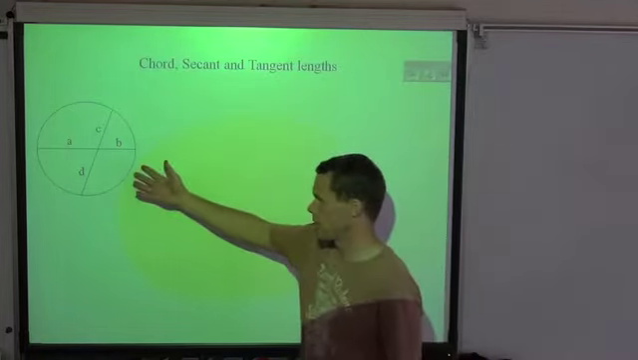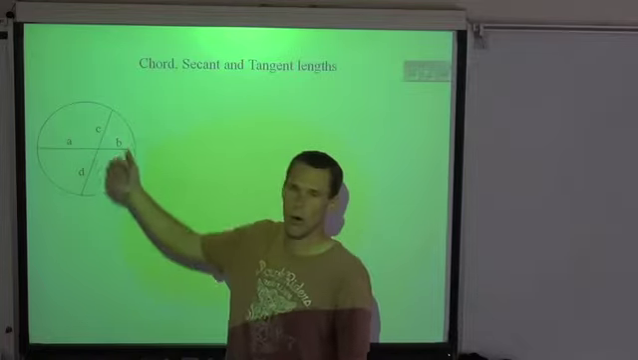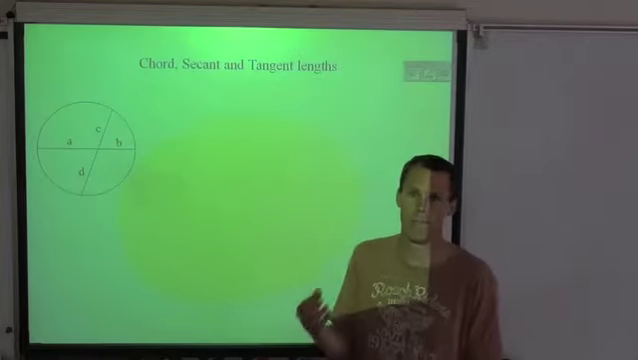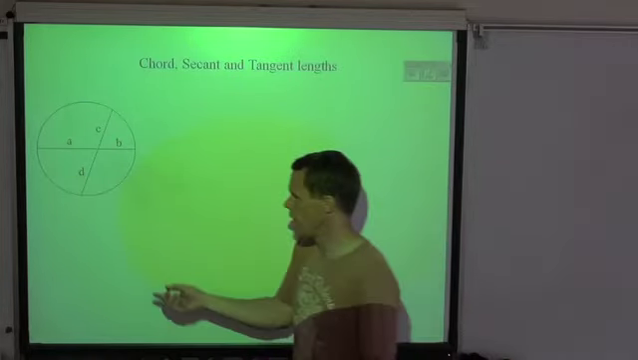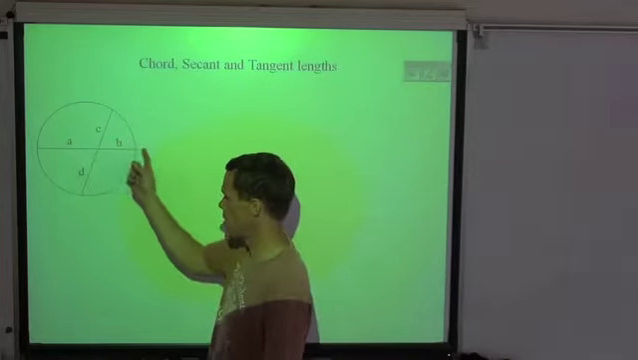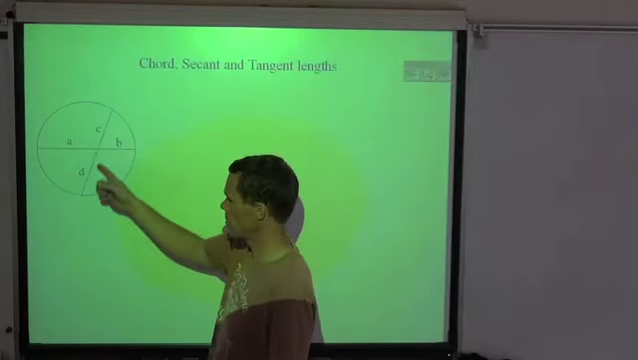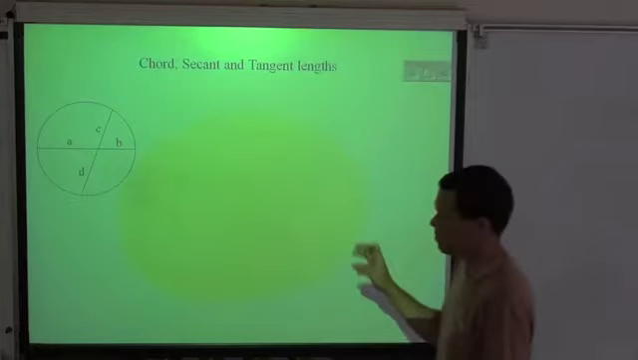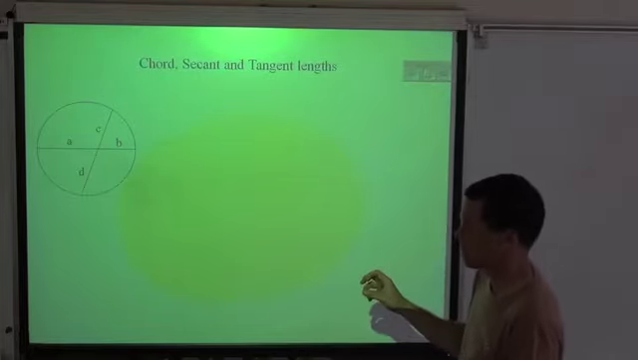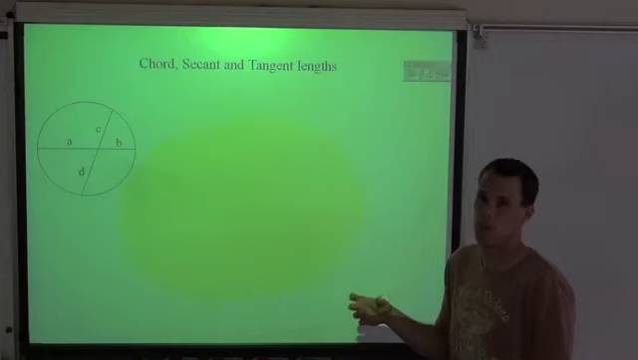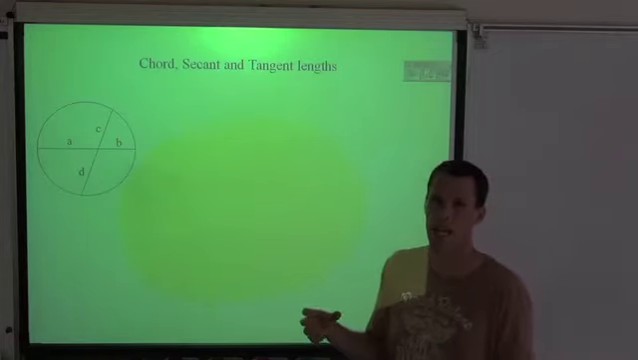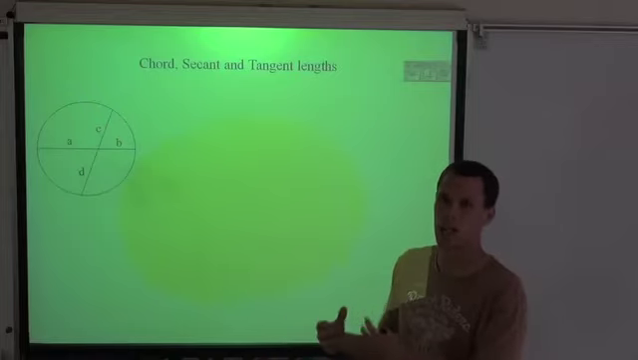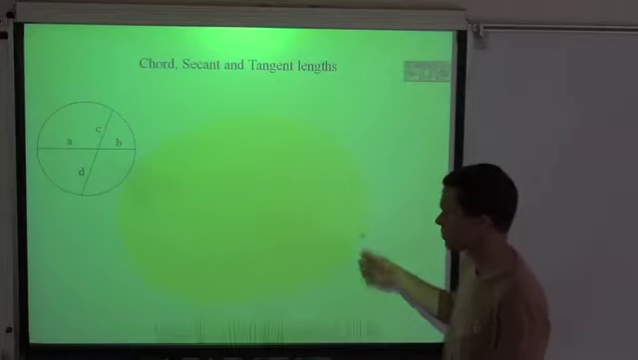So we will start off with the example of two chords intersecting inside the circle. The two chords create four different parts. You have part A and part B making up one chord, part C and part D making up another. Now, A appears to be the longest piece and B appears to be the shortest. C and D appear to be really close to each other, but they are all four different lengths. We're going to look at how they are related.